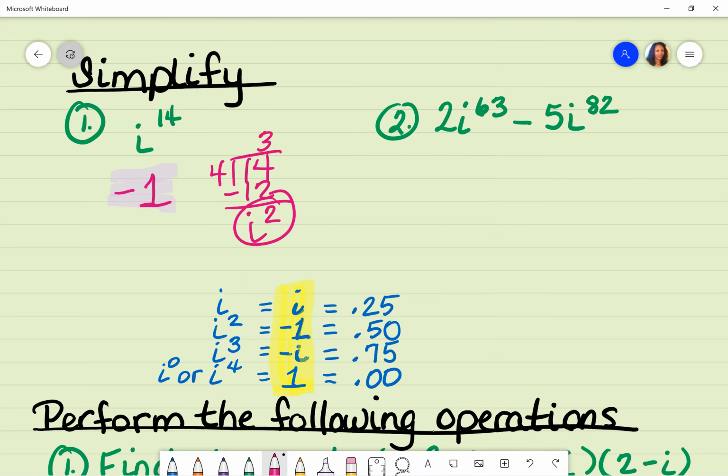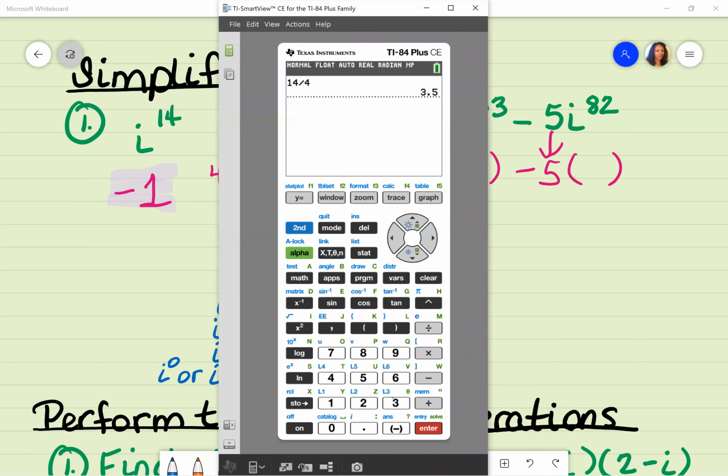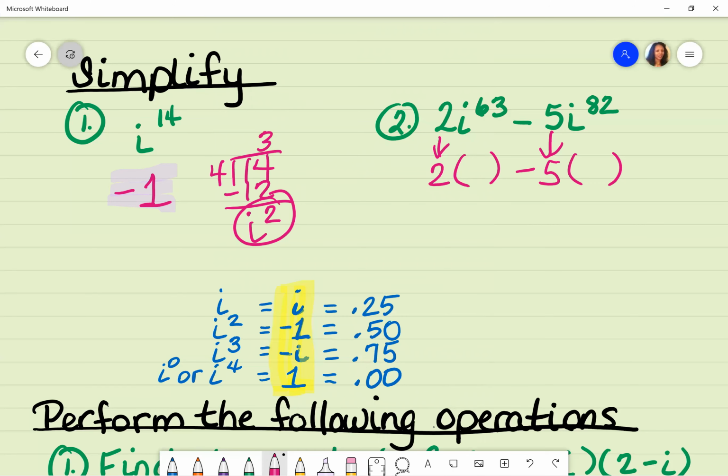If I go to the second example, what I want to do first is pull down the numbers that are shown, including this sign, and I'm going to replace that i to the 63rd power and the i to the 82nd power with what's shown in my highlighted area on my i chart. So how do I do that? Going back to my calculator, I take my exponent, which is 63, and I'm going to divide it by what? 4, always by 4. And if I look at my decimal portion, it tells me it's 0.75. 0.75 tells me that it's going to be -i. So that's what I'm going to replace here.